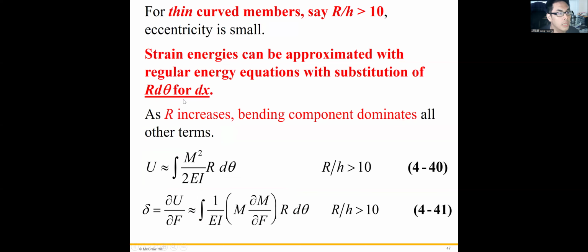So I'm going to end this course here, and next I'm going to introduce buckling, the buckling effect for a thin and long member, and how to evaluate whether this thin and long member will buckle or not.